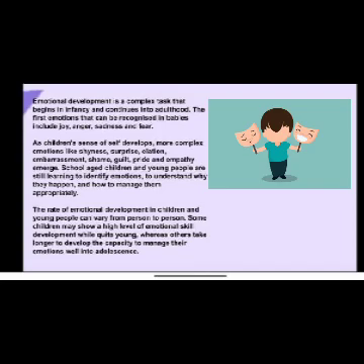Emotional development is a complex task that begins in infancy and continues into adulthood. The first emotions that can be recognized in babies include joy, anger, sadness, and fear. As children's sense of self develops, more complex emotions like shyness, surprise, elation, embarrassment, shame, guilt, pride, and empathy emerge.